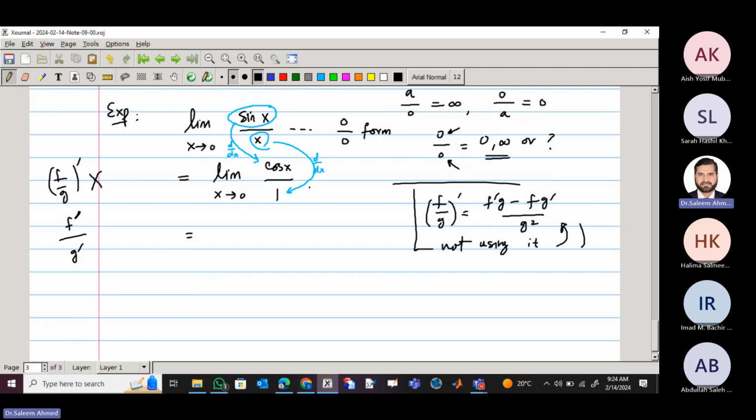And now we can say that we used L'Hopital's rule, and we wrote that. Now if you put in the limit, cos 0 is 1 and divided by 1 is 1. So see, your answer came out to be 1. Not 10, not 0, not infinity, not any other number.